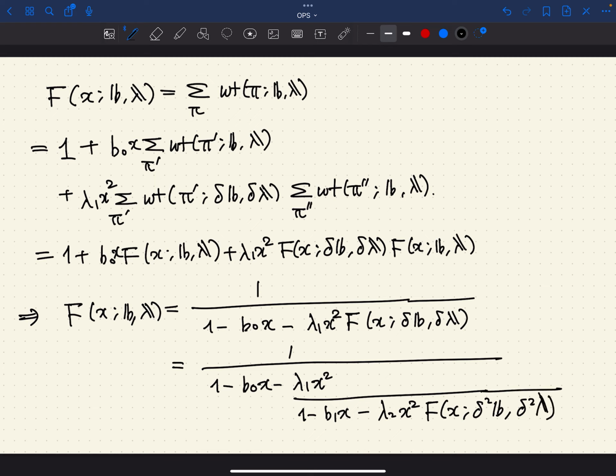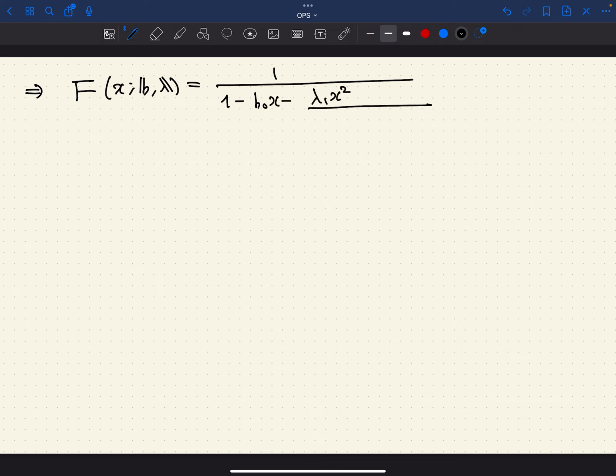Okay? You can keep doing this over and over. If we do this infinitely many times, then you will get something like this: 1 over 1 minus b0 x minus lambda 1 x squared over 1 minus b1 x minus lambda 2 x squared over 1 minus b2 x minus lambda 3 x squared over, and so on.